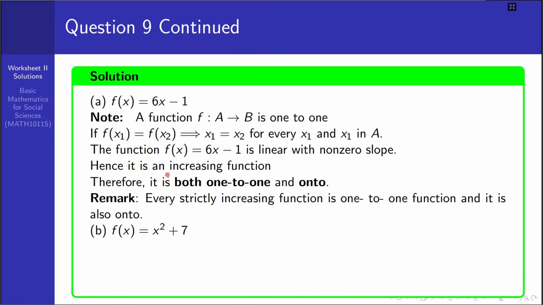For example, this function is not one-to-one. Why? Because, for example, if you take -2 and +2 or -1 and +1, f of -1 and f of 1 are the same, that's simply 1. So this logical implication is false. Therefore this function is not one-to-one function.